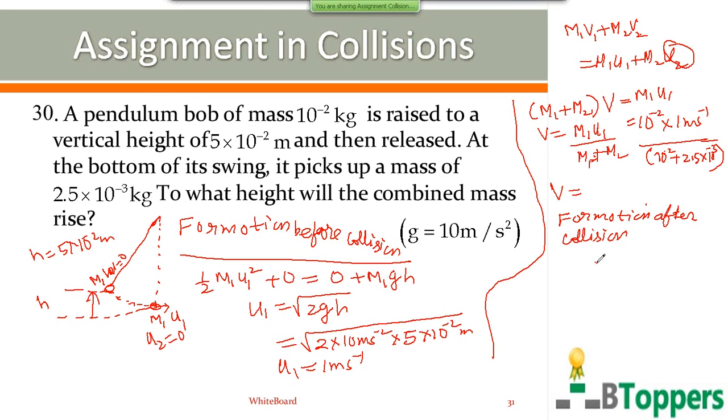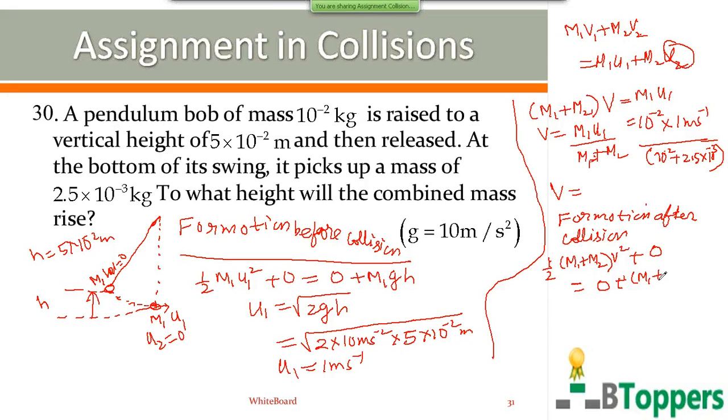But you can apply conservation of energy for motion of the combined mass after collision. That means total mechanical energy of the combined mass just after collision at the lowest position can be equated to total mechanical energy of the combined mass after collision at the highest position, similar to the case of a ballistic pendulum. Total mechanical energy at the lowest position is the kinetic energy of the combined mass plus potential energy, which can be taken as 0. Total mechanical energy at the highest position is kinetic energy plus potential energy. The kinetic energy of the combined mass becomes 0 at the highest position.